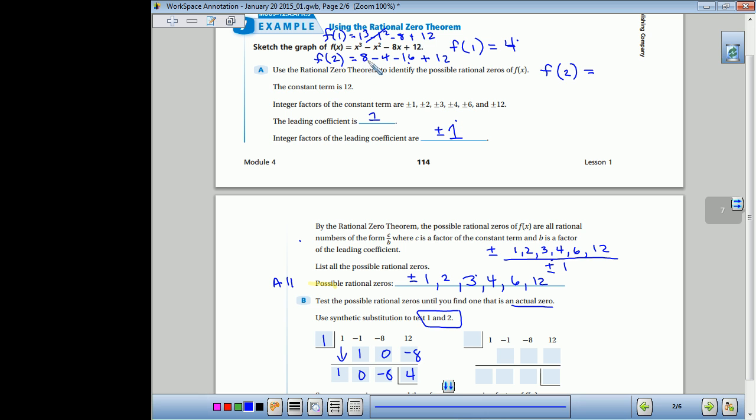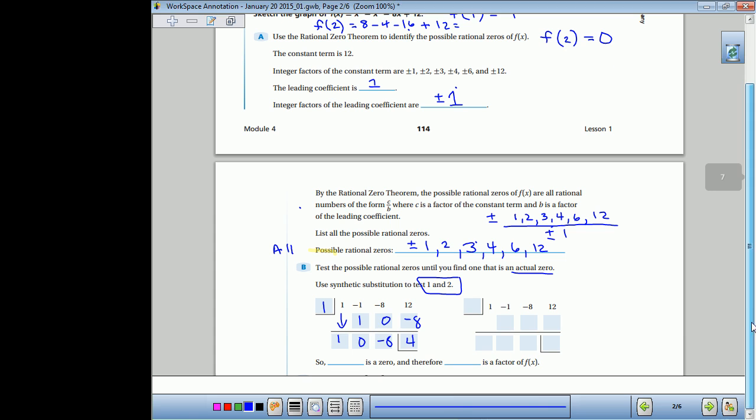Okay, so 8 minus 20 is negative 12. Plus 12 is 0. Okay, so I know that 2, using the remainder theorem, I got a remainder of 0, which tells me that this is a 0. So I should get 0 there if I do this right, shouldn't I? Yes. Better. All right, you finish it.